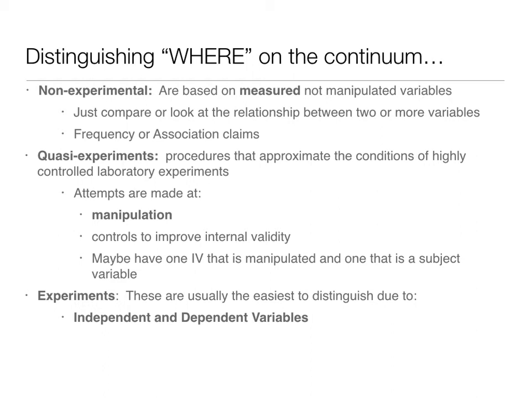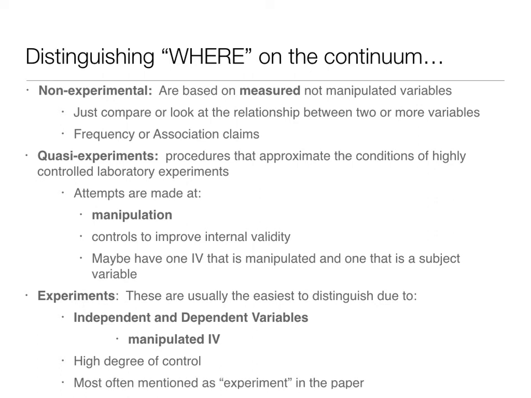And experiments are usually the easiest to distinguish because the independent variable and the dependent variable are very clear. This is what we manipulated. This is what we measured. So we have a manipulated independent variable. Again, they have this really high degree of control.